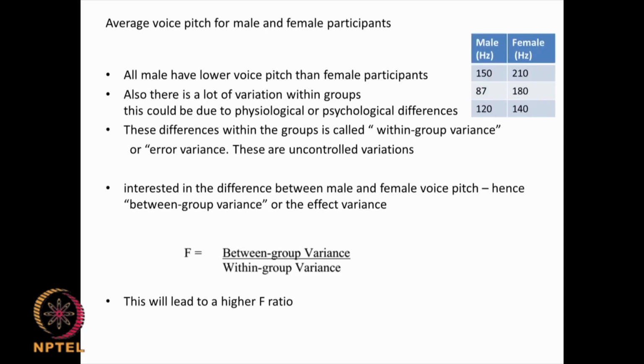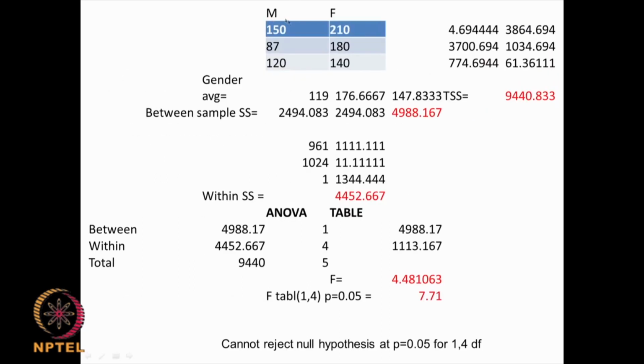Okay, so let us look at this problem. 150, 87, 120, that is the male pitch, and 210, 180, 140 is the female pitch. So I add all these 3, divide by 3, and I will get the average. This is the male average. Similarly, add all these 3 and divide by 3; this is the female average. If you take an average of 119 and 176, I will get the global average, that is the overall average.